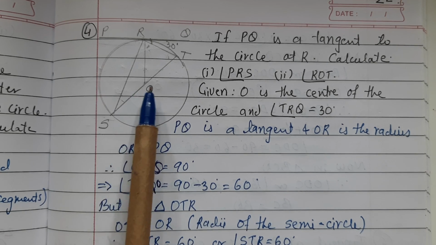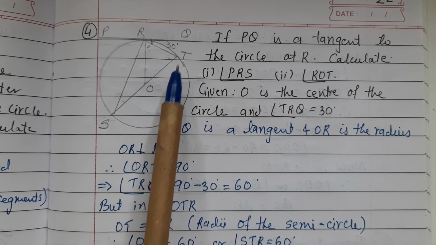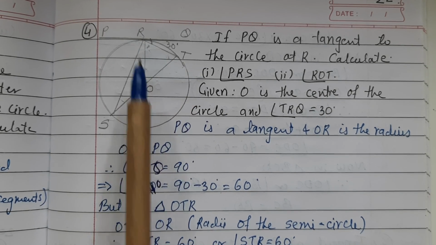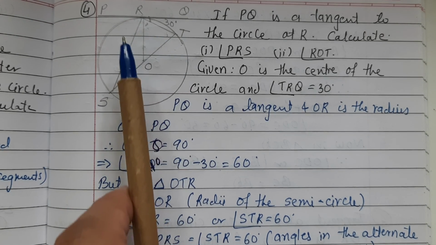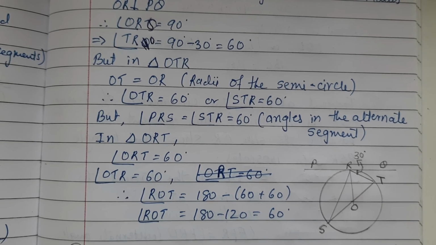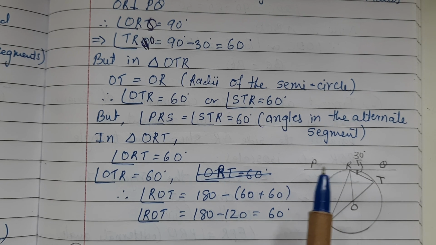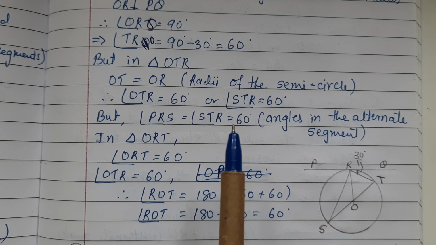In triangle OTR, OT is equal to OR. Therefore, angle OTR is also 60 degrees, which is STR, also 60 degrees. Angle PRS is equal to angle STR. RS is the chord and PQ is the tangent. Angle in the alternate segment, which is also 60 degrees.